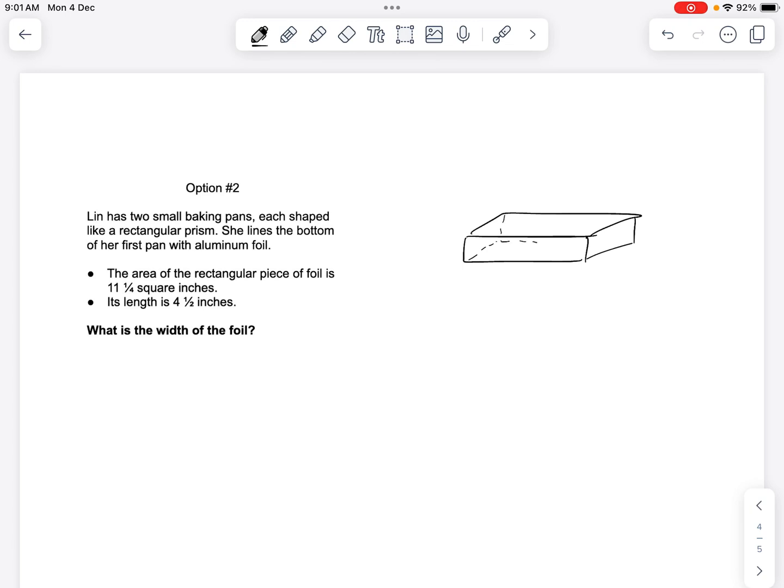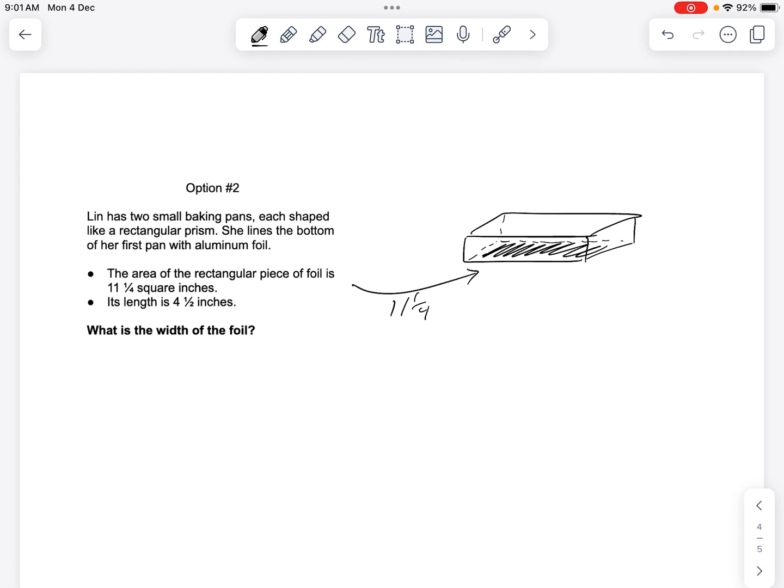And do a little sketch right here. A diagram is always a good way. It says the area of the rectangular piece of foil is 11 1/4 inches. So that covers the bottom. So we know that right there is 11 1/4 inches.